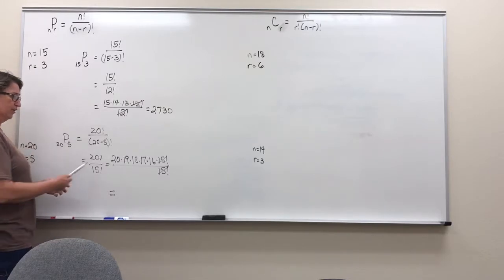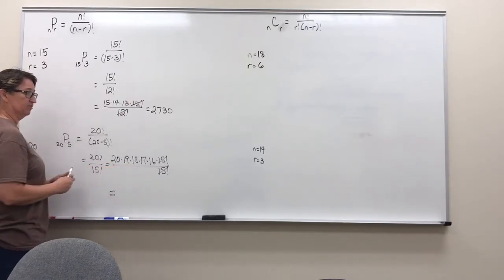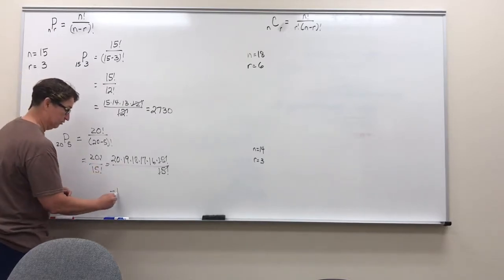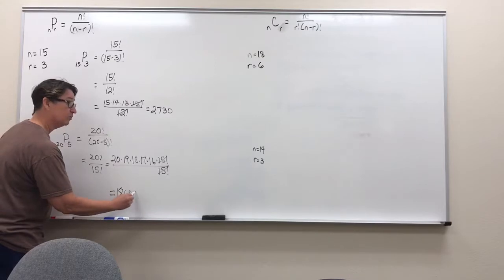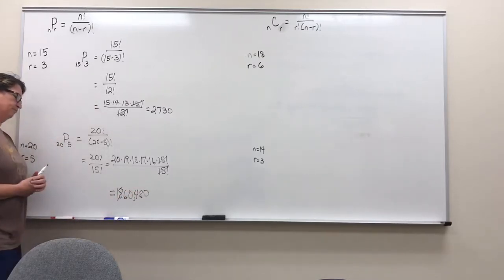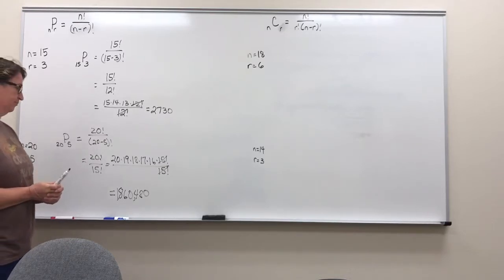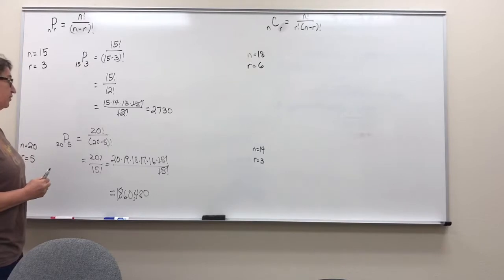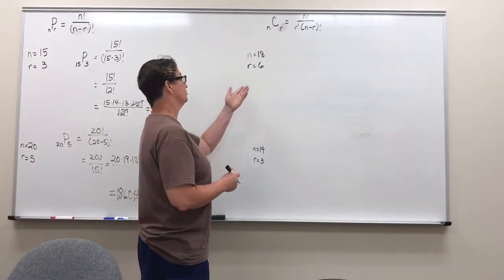And on a calculator, I multiply 20 times 19 times 18 times 17 times 16, or I just multiply those out, and I get 1,860,480 different permutations. For combination, it just adds one little step into it.